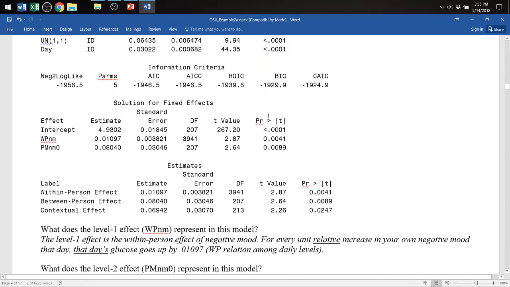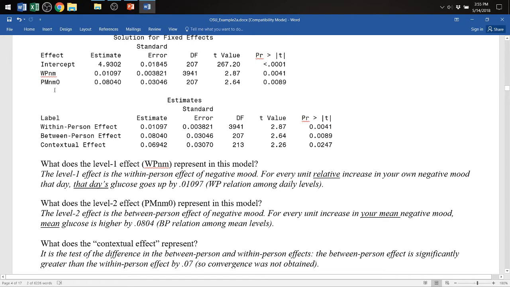Then when we get to the results here, I labeled each of the effects so that they would be easier to track, but you can see that the within person effect that's given by the model is right here. The between person effect at level 2 that's given by the model is right here. And the difference between this 0.08 and this 0.01 is this 0.07. So to me, that's the easiest way to understand what a contextual effect is. It's literally the test of whether the between effect differs from the within effect. And in this example, 0.08 is not the same as 0.01 because of this p-value.